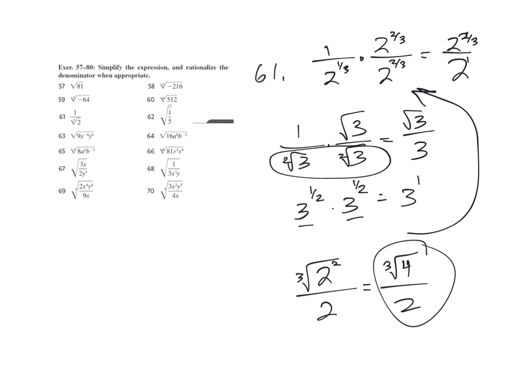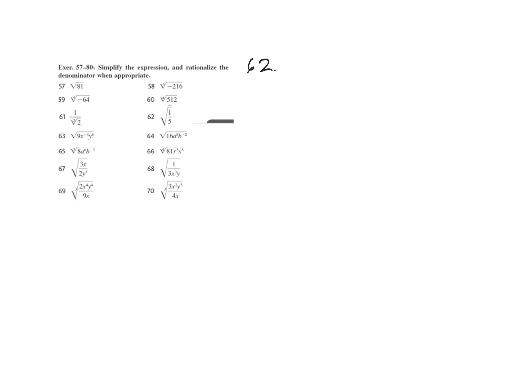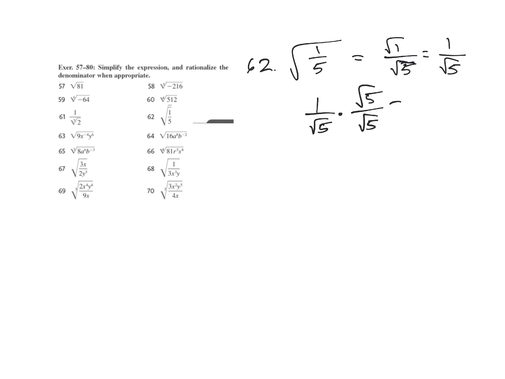Alright, number 62. We have the square root of 1 over 5. So let's break it apart. You have the square root of 1 over the square root of 5. And the square root of 1 is 1. And now we have, like we had on the last problem, 1 over the square root of 5. And since it's a square root, we just need 2 of them. We're just rationalizing them like normal. So that's square root of 5, and that's 5. That's your final answer. So let's see here, 63.